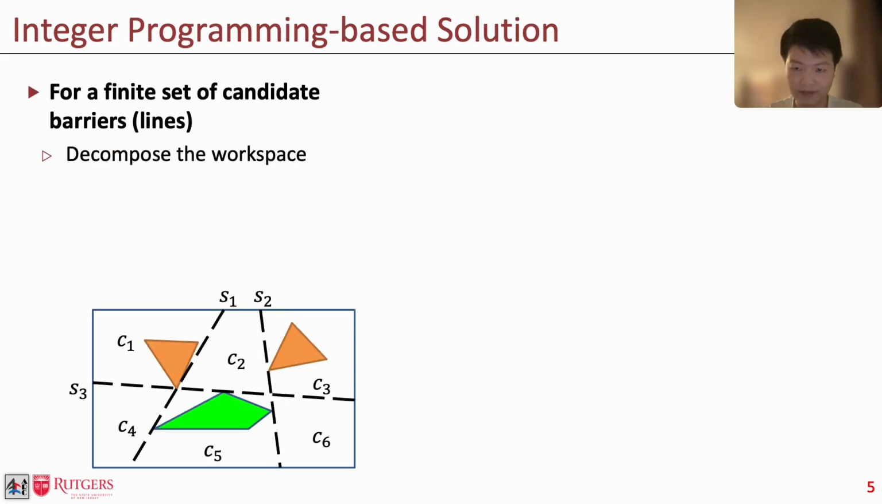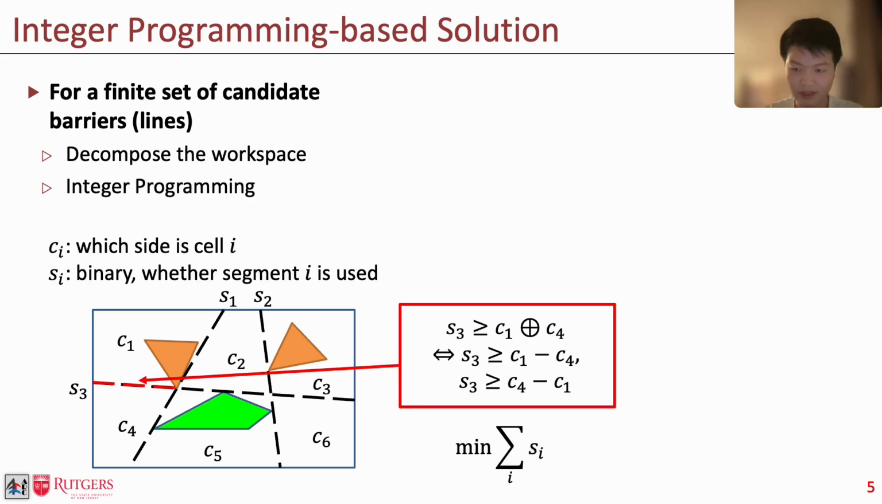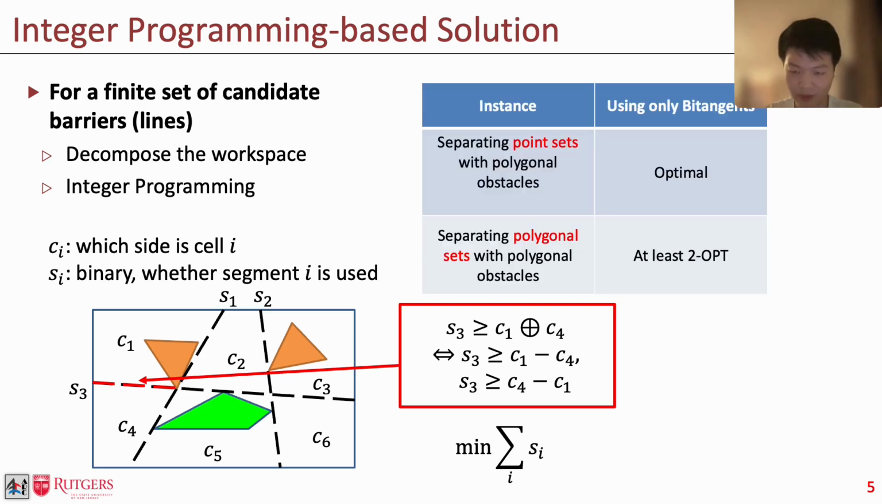For a finite set of candidate line segments, for example, the bitangents of the workspace that can have at most a quadratic number, we propose to use integer programming to solve this problem. To achieve this, we decompose the workspace using the candidate barriers, after which we can encode the constraints and objectives of the optimal solution using linear constraints. Theoretically, bitangents are optimal for separating point sets and two optimal for separating polygonal sets. This property is preserved by our proposed algorithm.